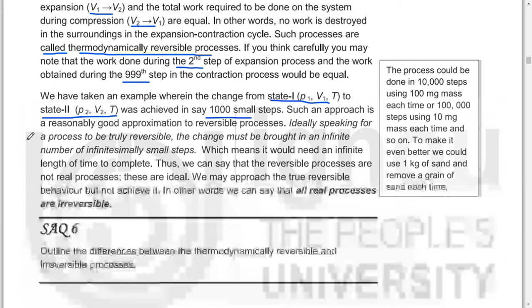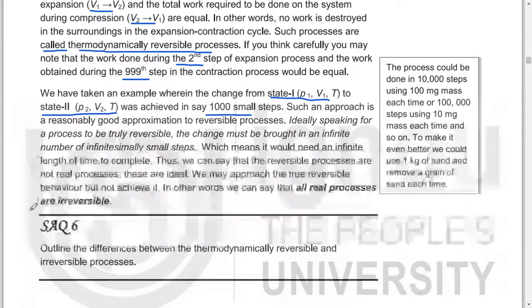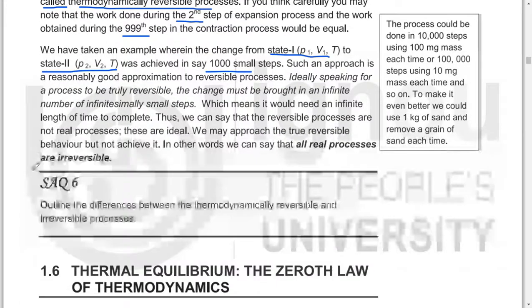Ideally speaking, for a process to be truly reversible, the change must be brought in an infinite number of infinitesimally small steps, which means it would need an infinite length of time to complete. Thus, we can say that reversible processes are not real processes, these are ideal. We may approach the true reversible behavior but not achieve it. In other words, all real processes are irreversible.